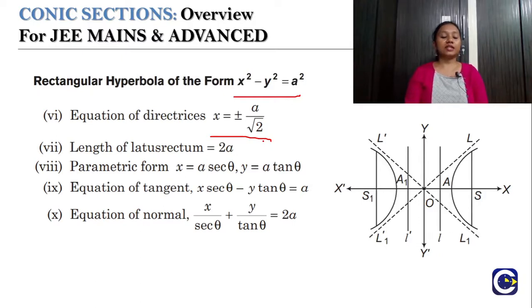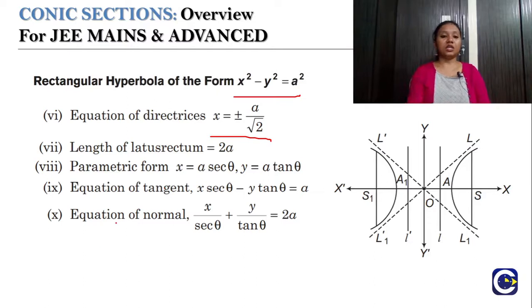Next, the length of the latus rectum is equal to 2a. And when it comes to the parametric form, for x square minus y square, my x coordinate will be a secant theta and y will be a tan theta, in order to satisfy my rectangular hyperbola of the form x square minus y square is equal to a square.